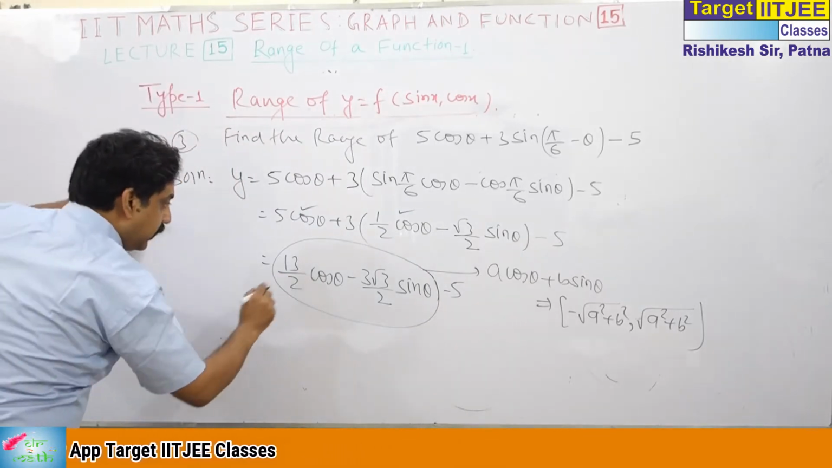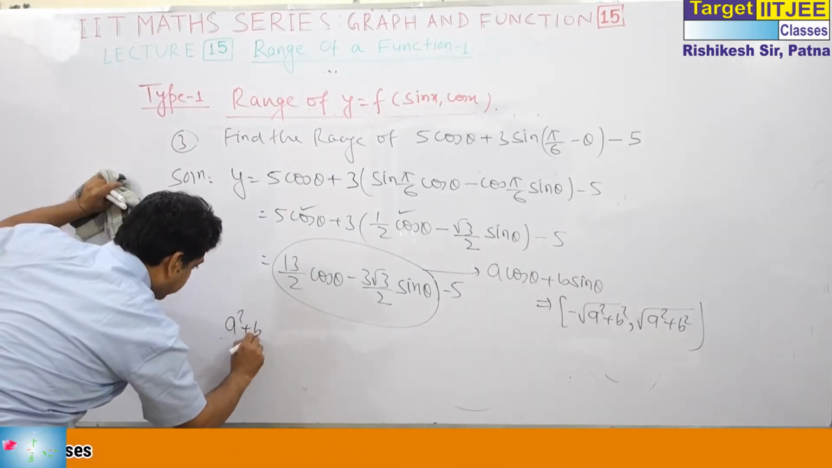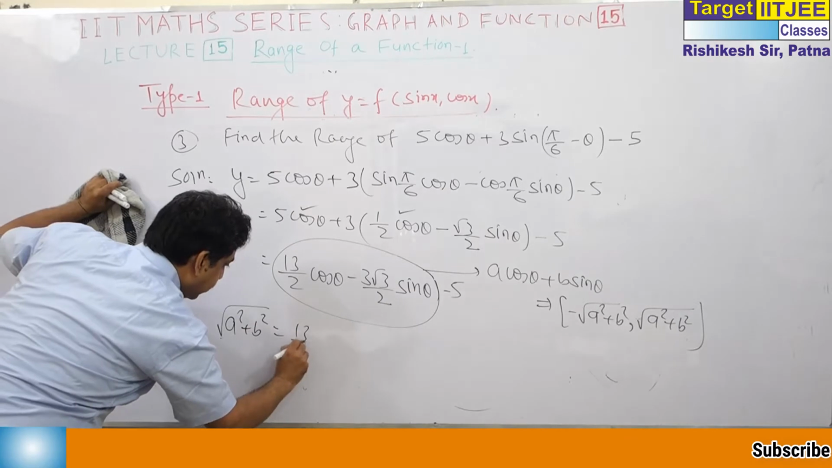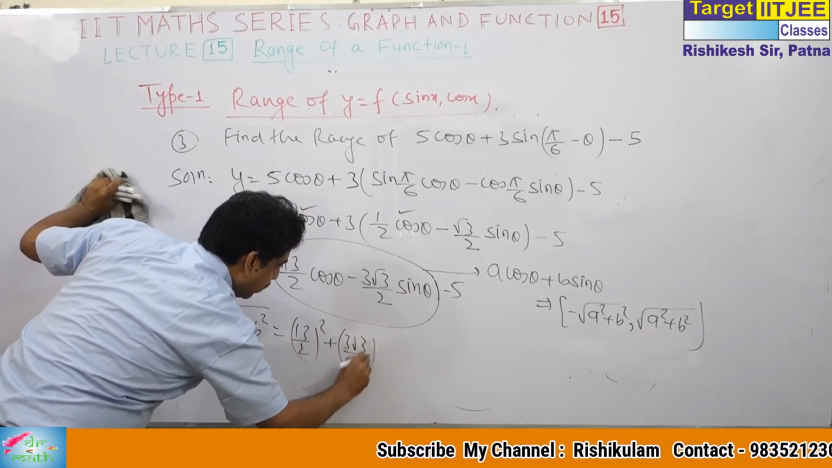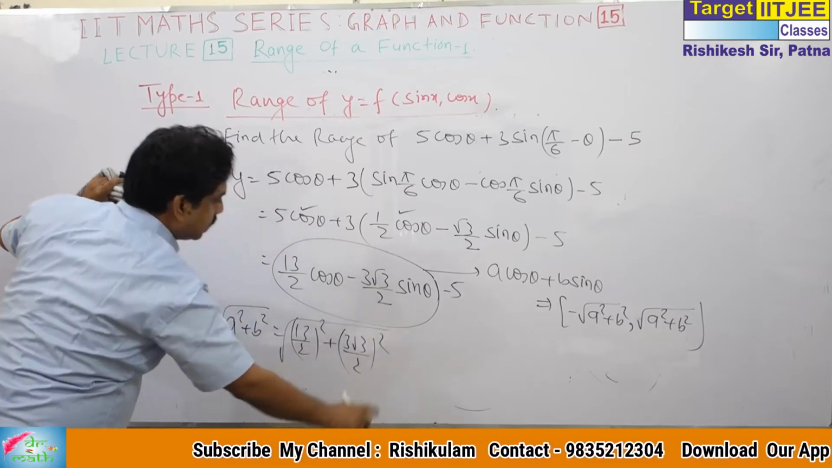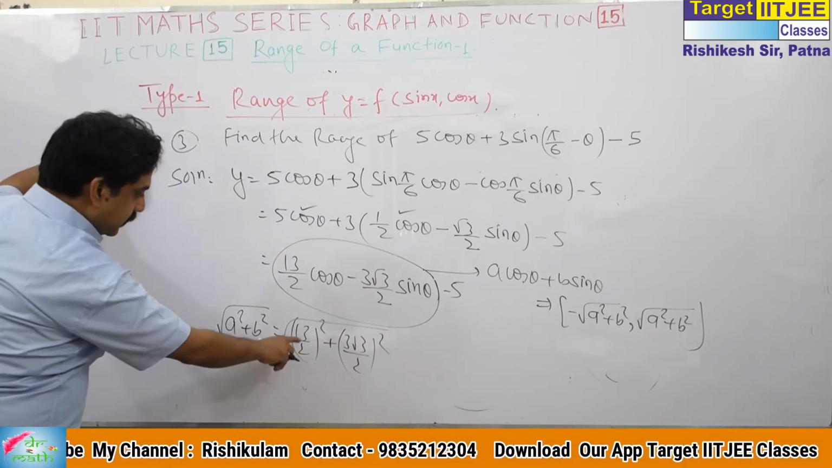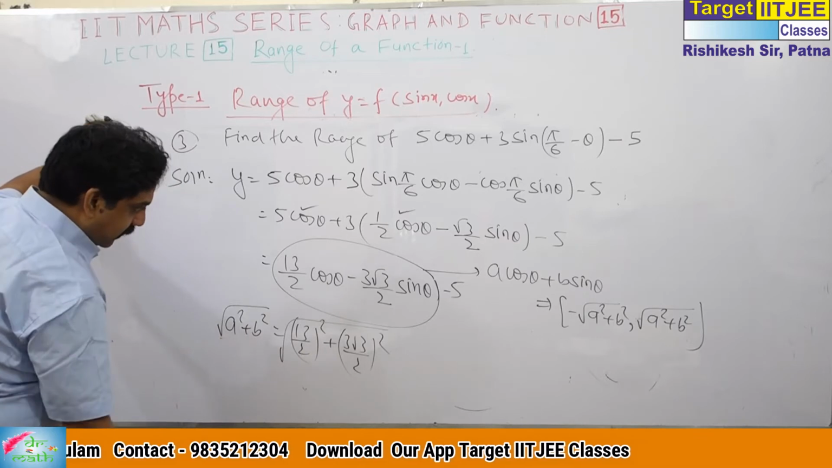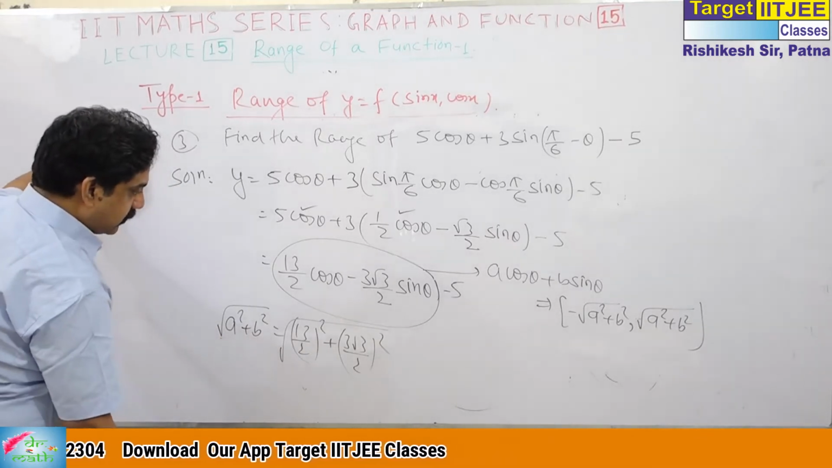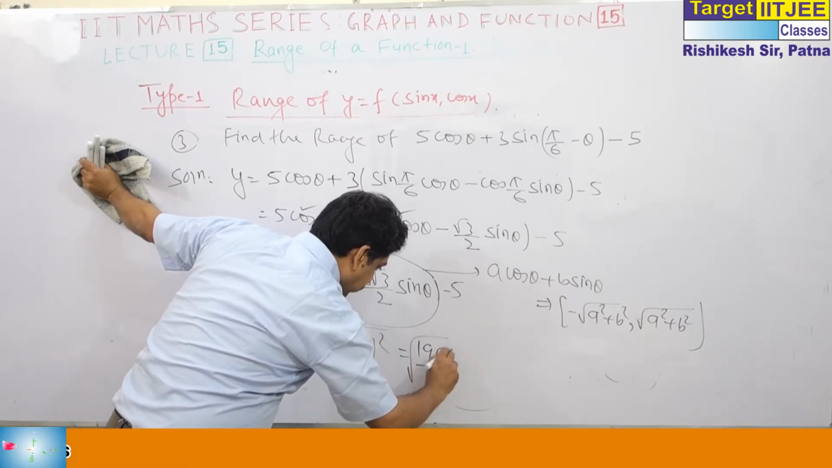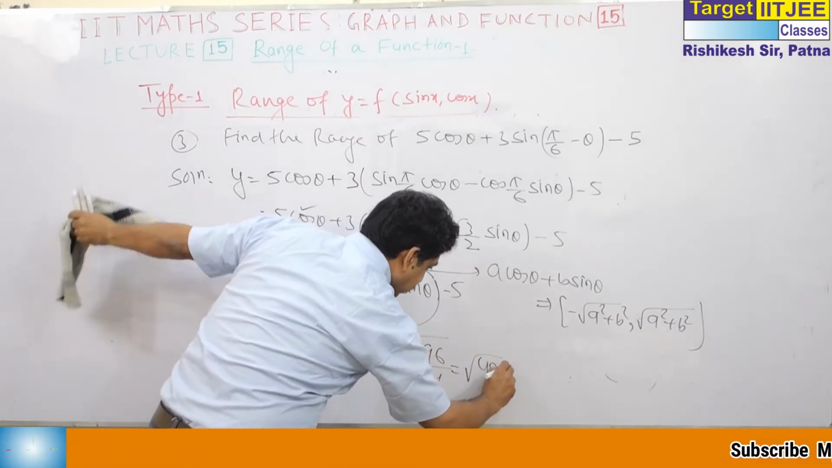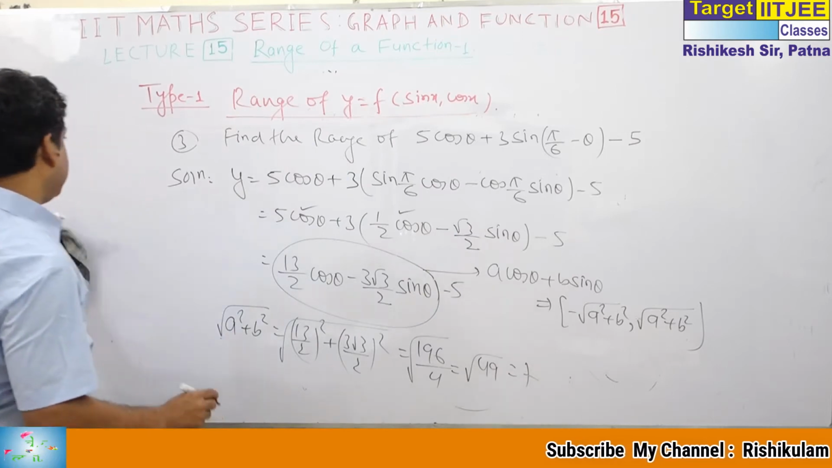So here, what is A square plus B square? 13 by 2 A square plus 3 root 3 by 2 A square. Plus minus doesn't matter for this. Squaring is plus. This is 169 by 4 plus 27 by 4. 169 plus 27, actually this is 196 by 4. Do it yourself. Actually this is 49. This is what? 7.